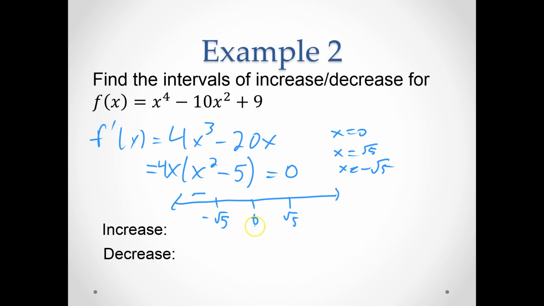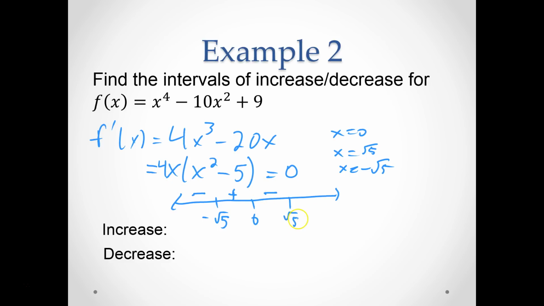In between negative root 5 and 0, let's try negative 1. So we plug negative 1 in here. Negative 1 times 4 is negative 4, so it's a negative number. Negative 1 squared is 1 minus 5 is also going to be negative. So we have a negative times a negative, which gives us a positive number. Between 0 and root 5, a number good in there would be 1. 1 times 4 is positive. 1 squared is 1 minus 5 is negative. So we have a positive times a negative, which gives us a negative there.